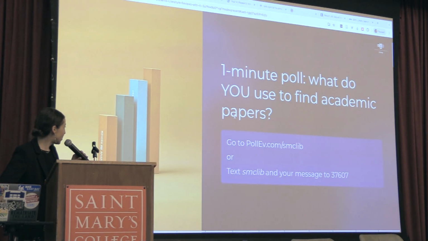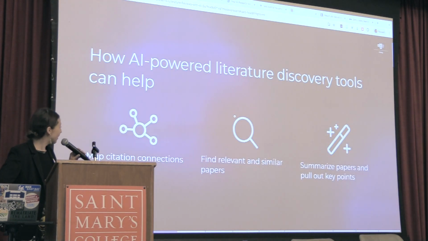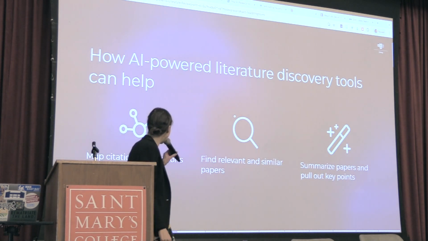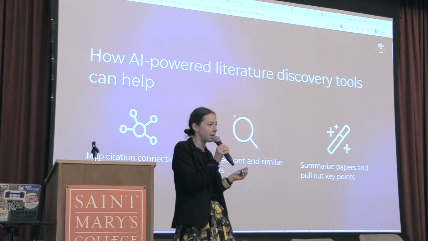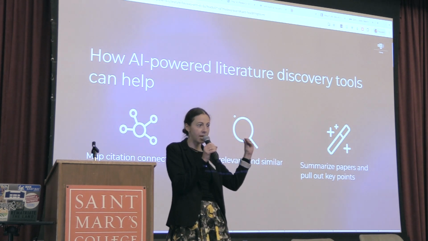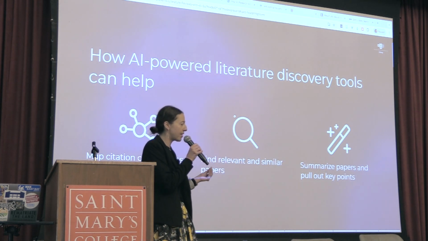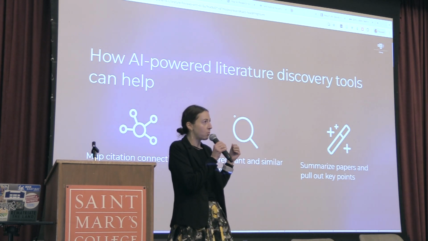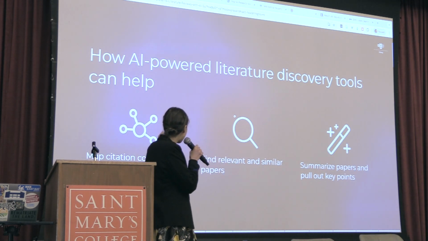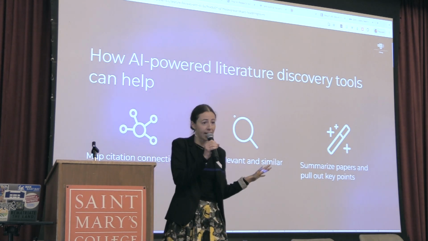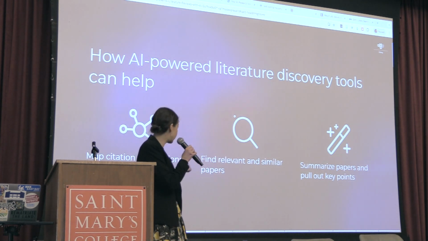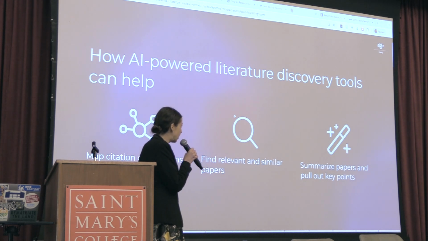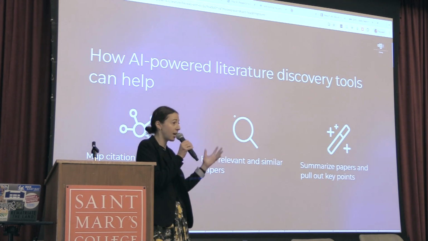So there are a lot of different tools available: Google products, library databases, and now AI-powered literature discovery. There are a couple different ways that AI can be used. One function is citation networking, and the other is more of a semantic analysis. So there are some tools that can help you map the citation connections between papers, and I'll show you an example of that. The other way that AI can be used is to help you find relevant and similar papers. If you have a seed paper that's really good, you can find other stuff like that.